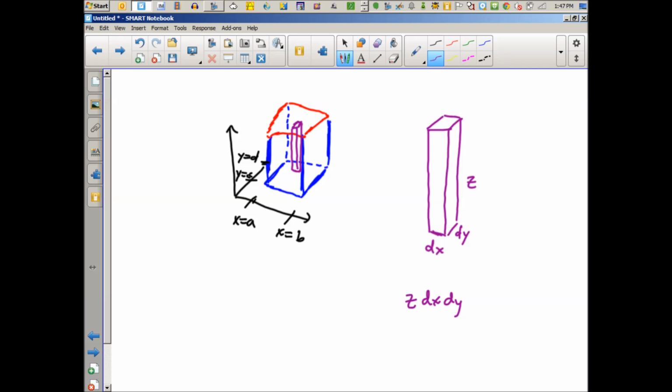Okay? Now, is this the volume of the whole solid? Of course not. I need to start collecting these guys together. So I'm going to go ahead and start integrating. Now I'm treating integration like a tool.